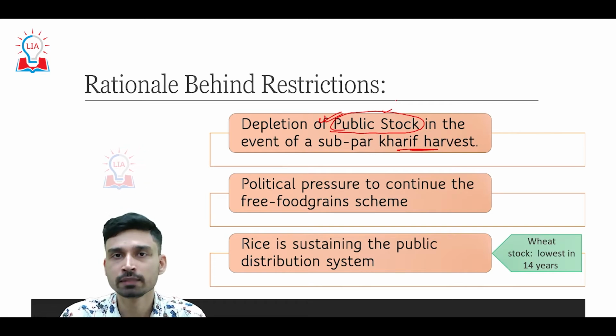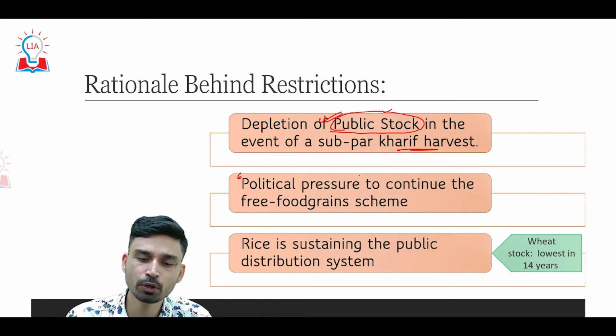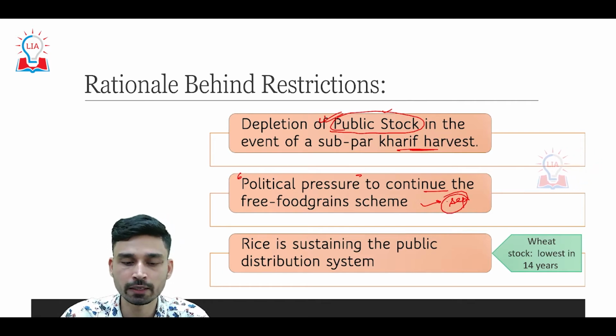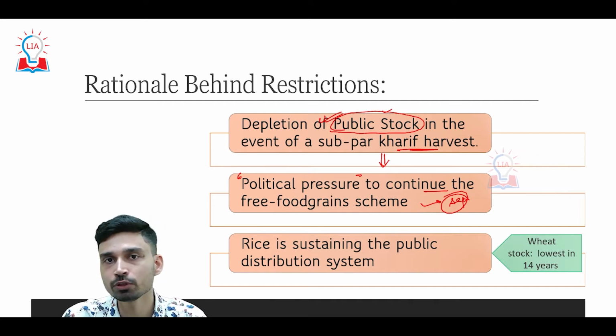of public stock? The reason is very simple, because during the COVID pandemic, government has basically announced a lot of free food grain schemes, and that is why there is a political pressure to continue these free food grain schemes at least till September of this particular year. So obviously there will be more demand for the rice crop. Why will there be more demand for the rice crop?